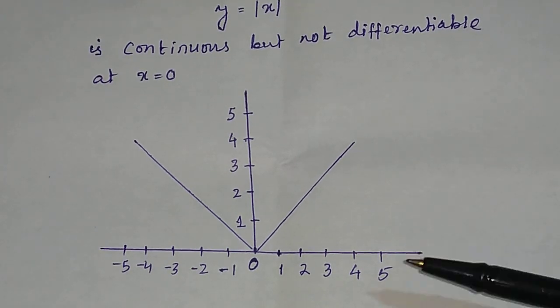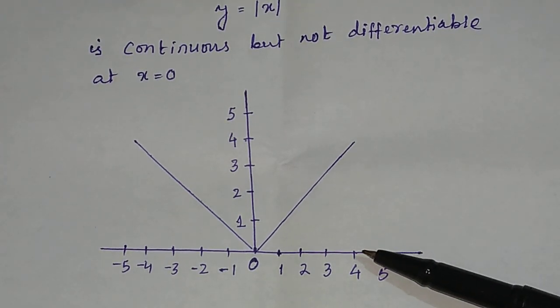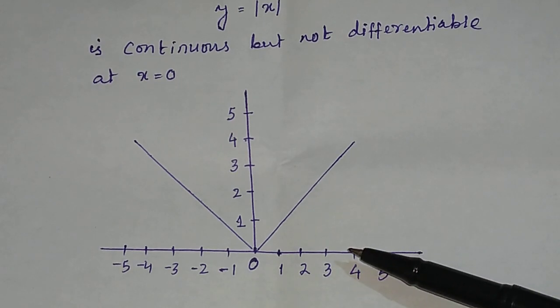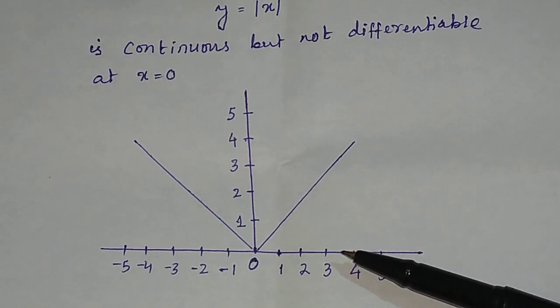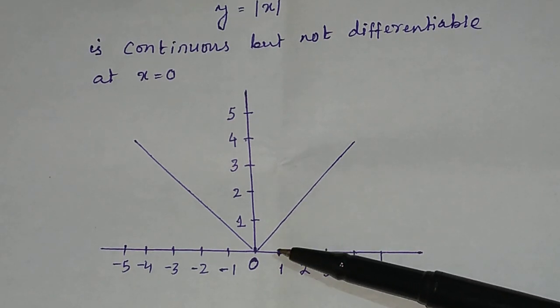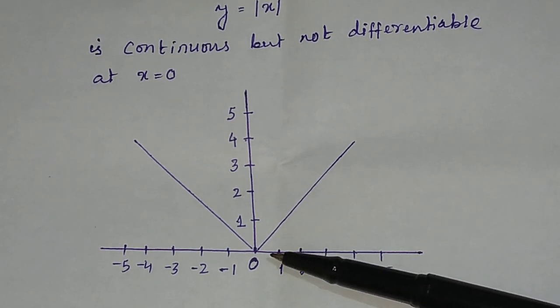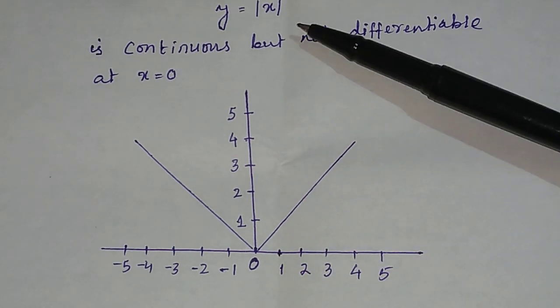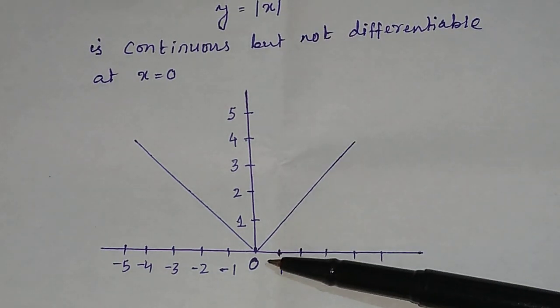This is the geometrical representation of the function y equal to modulus of x, or you may say the graph of y equal to modulus of x. And you see, this function is continuous at x equal to 0, but the function is not differentiable at x equal to 0. You cannot take the derivative of the function y equal to mod x at x equal to 0.